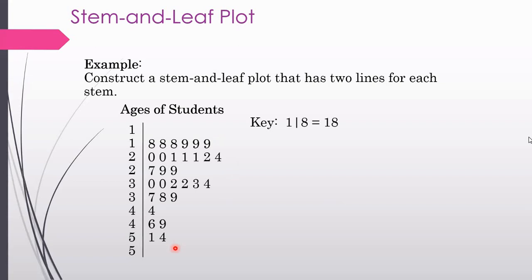Now looking at this stem and leaf display, describe the shape of the distribution. Looking at this stem and leaf display, what is the shape of the distribution? Put it in the chat box. First say whether it is symmetrical or non-symmetrical. That point you have to find out first. Then look at the number of modes. How many modes are here? And then find out whether it is bell shaped or not bell shaped. These 3 points you have to find out for this stem and leaf display.